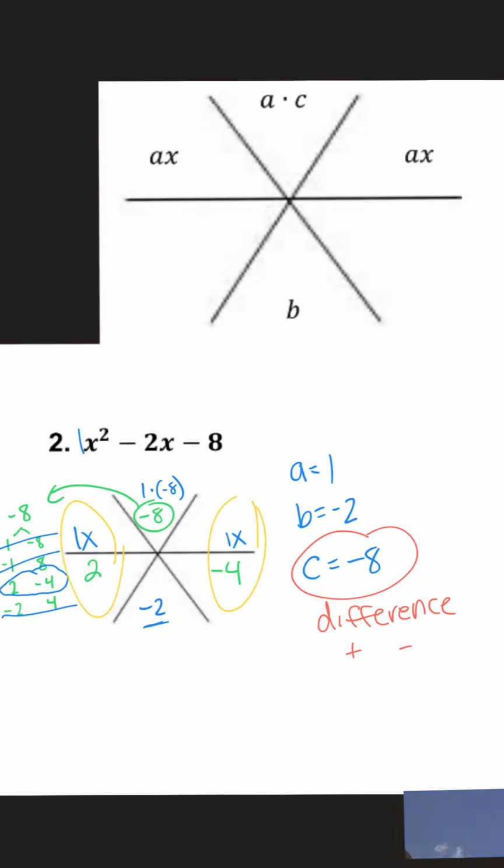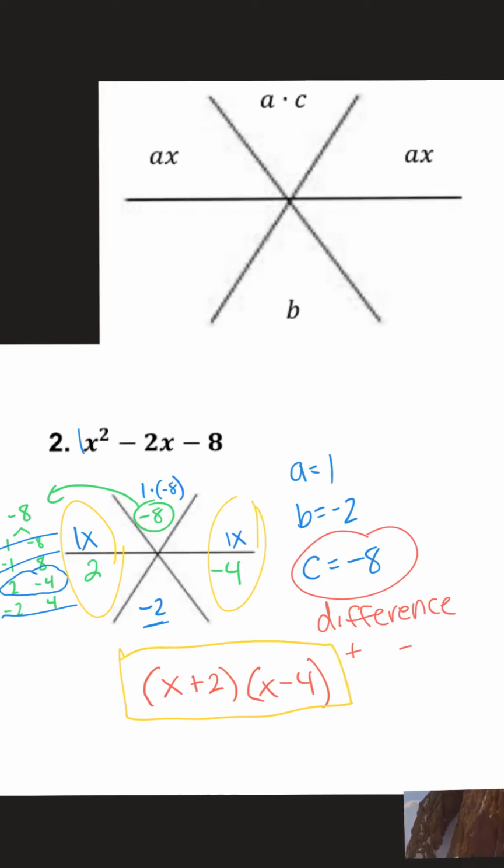And then I'm just going to write my answer as 2 quantities, or 2 factors. So I get x plus 2 and x minus 4 as my answer. If you want to check your answer, I realize I haven't talked about that yet. All you have to do is either use the FOIL method or the box method that we talked about last week, and then multiply and add your like terms, and you should get your original problem as your answer.